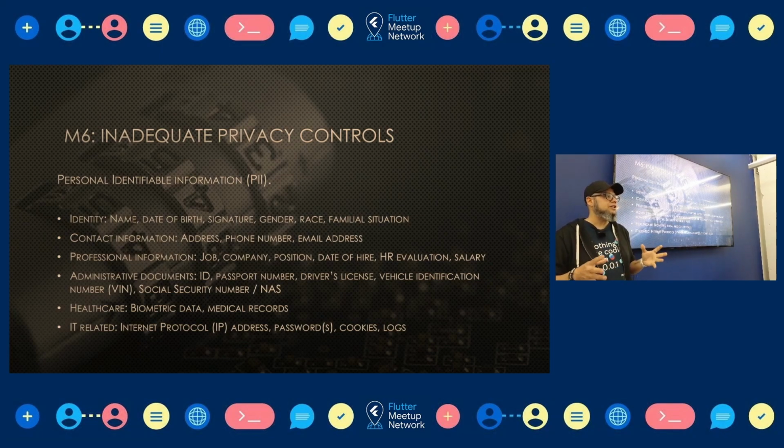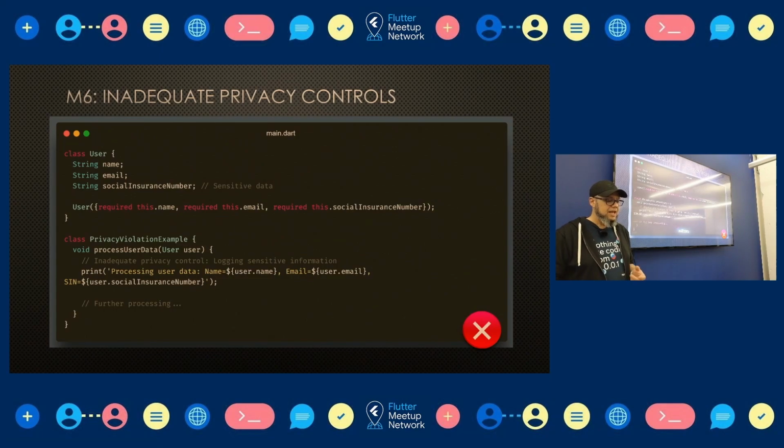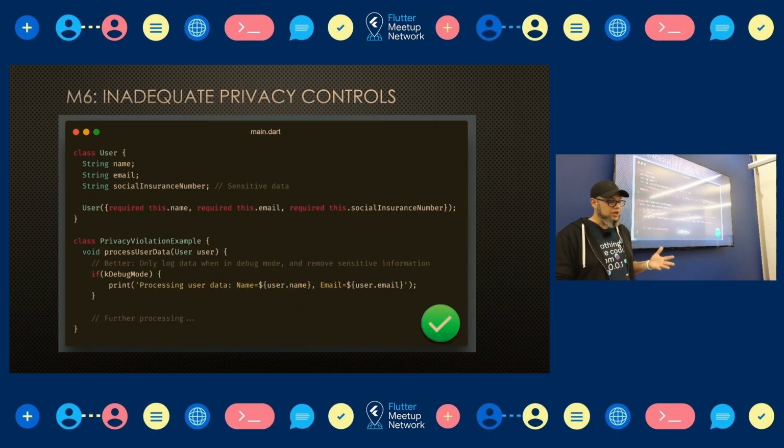And even things that are related to the operation of the app itself, like IP addresses, passwords, cookies, and logs. And this is an example of something that would trigger an M6 by a security tool. You can notice that in this example, we are actually logging into the console directly the username and the email and even the social insurance number. This would definitely trigger an M6.